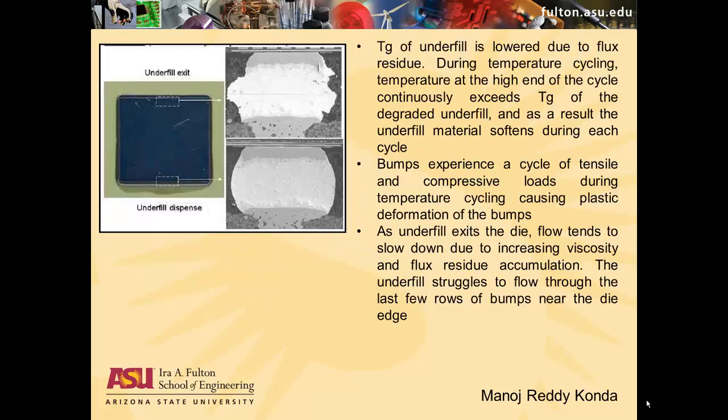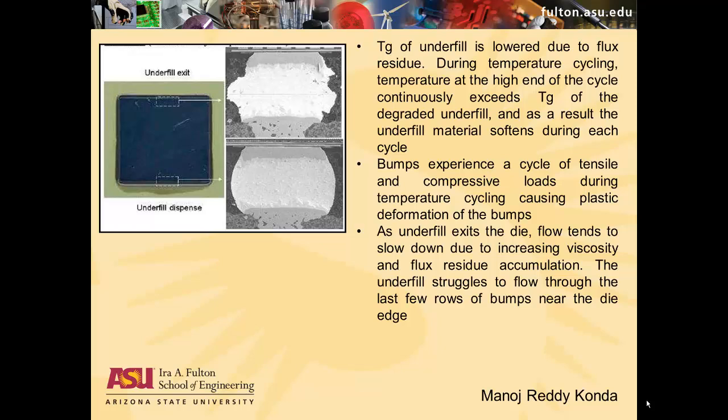The glass transition temperature of the underfill is significantly lower due to the flux residue. During the temperature cycling, the temperature at the higher end of the cycle continuously exceeds the glass transition temperature of the degraded underfill. This softens the underfill during each cycle. As a result, the bumps experience a cycle of tensile and compressive loads in each temperature cycle, which may cause plastic deformation of bumps.